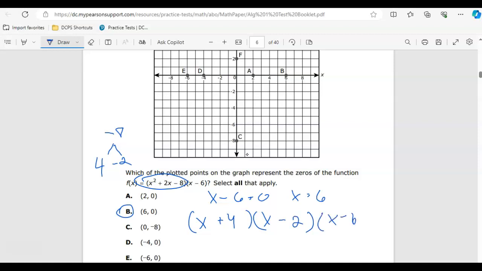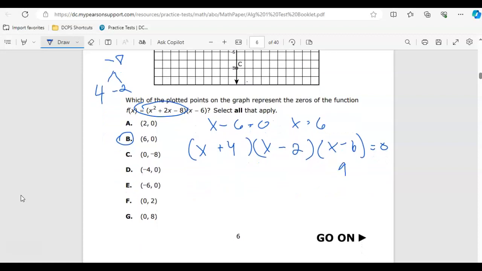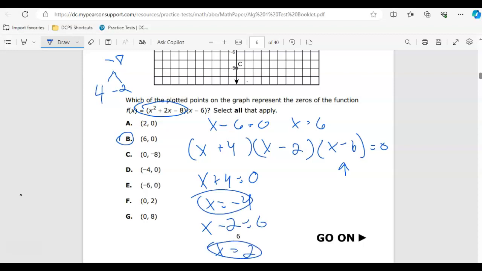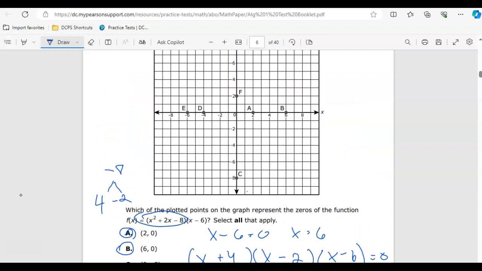And x minus 6 equals 0. And I need to set each of those equal to 0. So if I set each of these factors to 0, then again we got x equals 6 for this one. We'll get x plus 4 equals 0, so x equals negative 4. That's one of them. And then x minus 2 equals 0 gives us x equals 2. So these are my other two zeros. So we have (-4, 0) and (2, 0). So those are the points that would be on the graph.